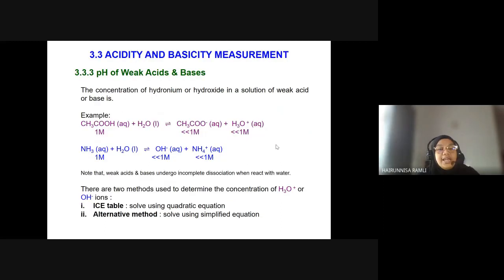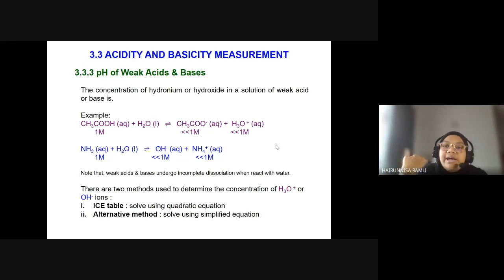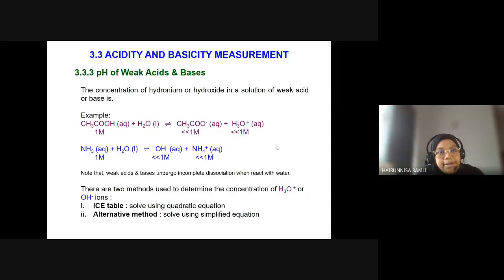Okay, so tadi untuk strong acid, strong base tau. Straightforward means that bila you dissociate, ratio ataupun stoichiometry ratio tu according to the equation. Kalau dia dua kali ganda, you darab dua je lah. Lepas tu baru cari dia punya negative log. Okay, but for weak acids and bases, dia ada macam extra steps basically. Dia bukanlah susah, dia renyah lah sikit sebab dia ada extra steps.